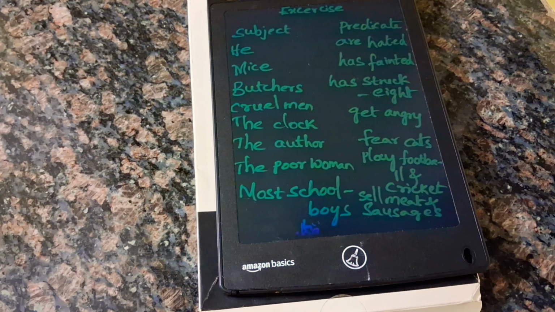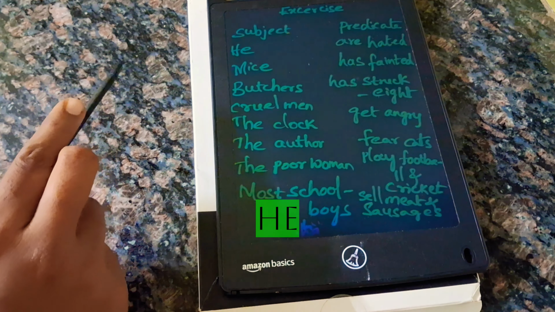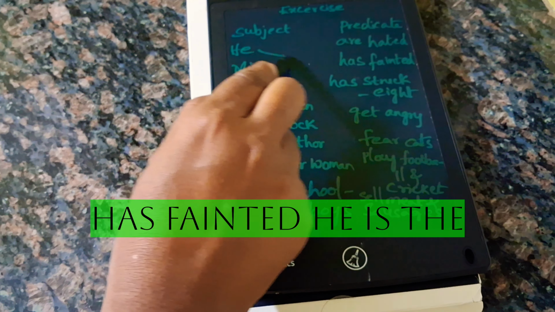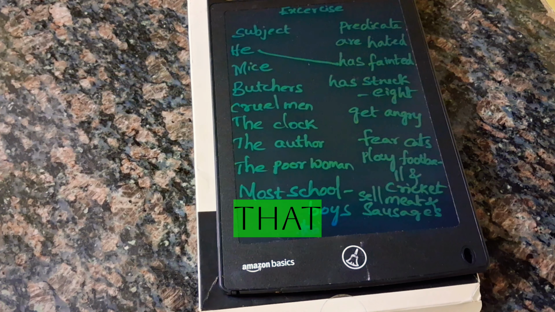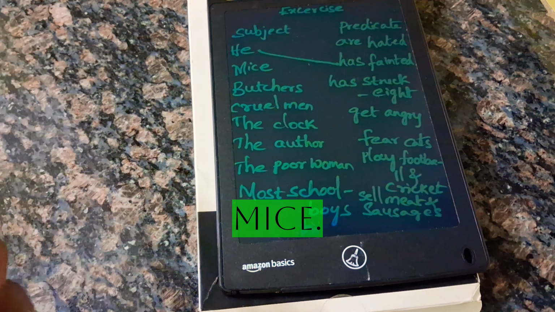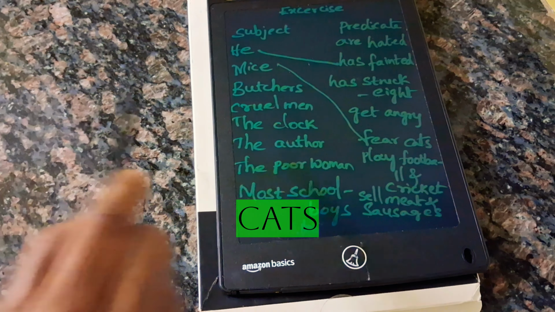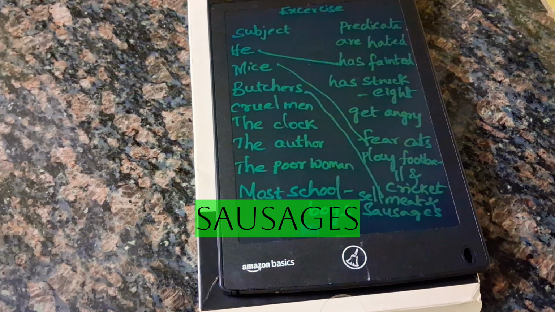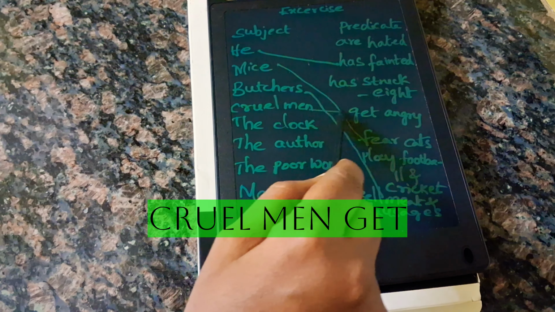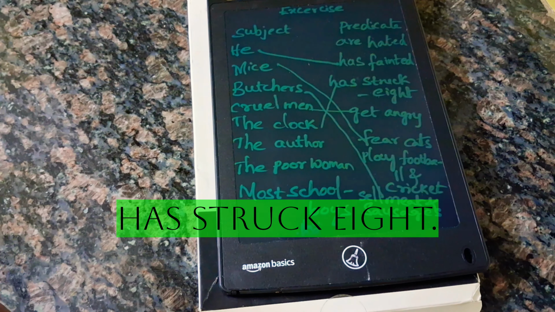So let's see. First, if you match, he has fainted. He is the subject here, which is a pronoun, we know that. And mice fear cats. Butchers sell meat and sausages. Cruel men get angry. The clock has struck 8.